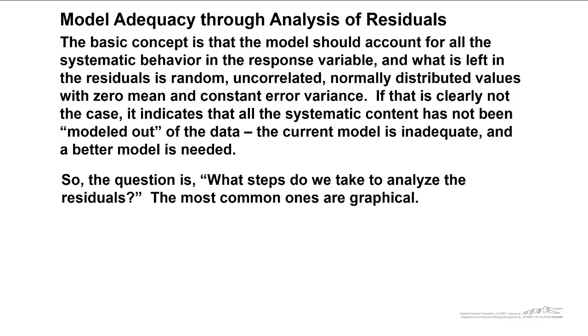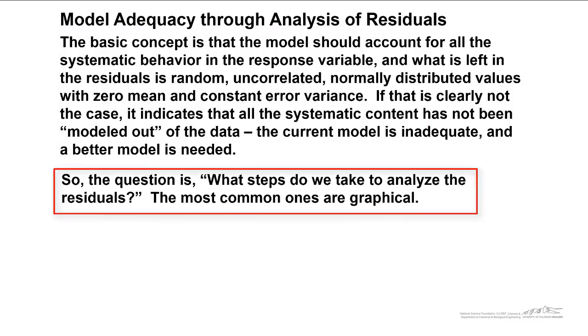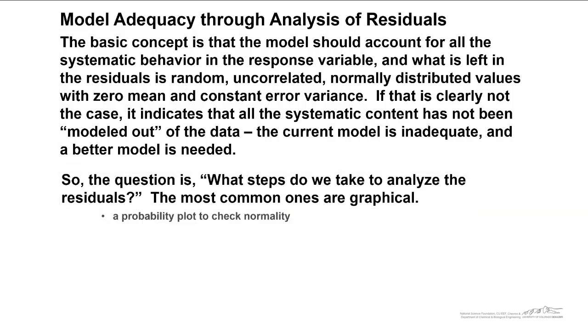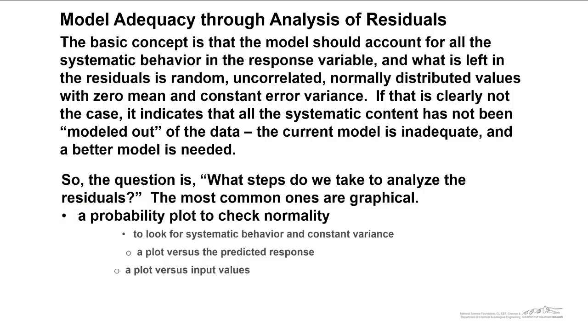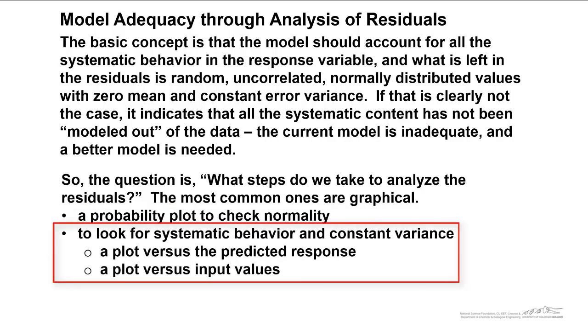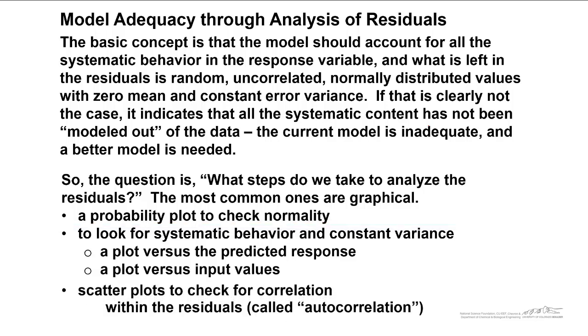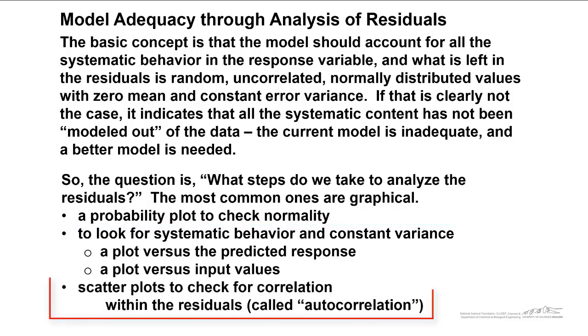So the question is, what steps do we take to analyze the residuals? The most common ones are graphical, and I'll be showing you how to do this in this screencast. We can create a probability plot to check normality. We can look for systematic behavior and constant variance in our residuals: a plot of the residuals versus the predicted response, also a plot of the residuals versus the input values, and we can also create scatter plots to check for correlation within the residuals, called autocorrelation.